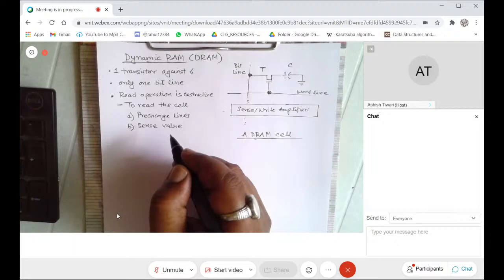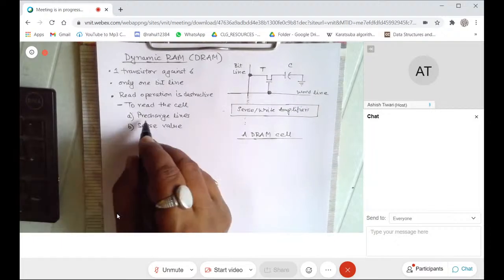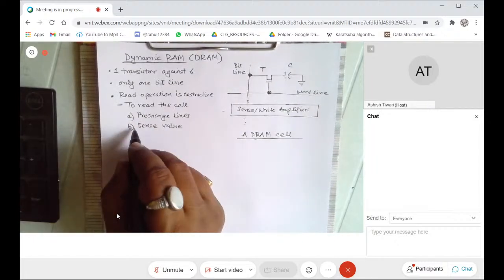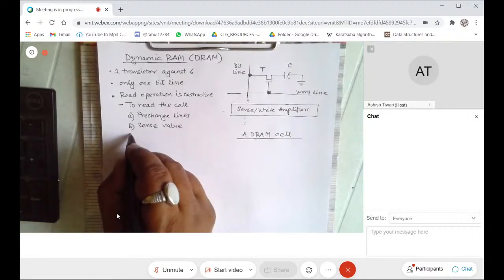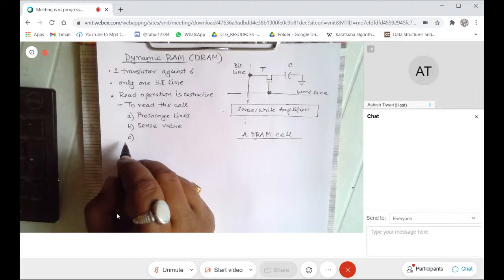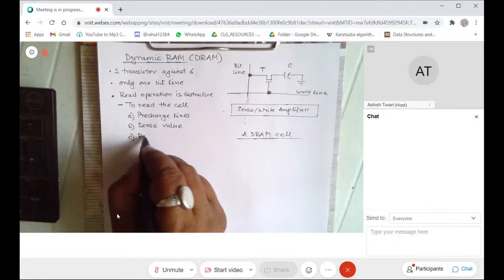So to read the cell, what you do is you first pre-charge the lines, then you sense the value, and then you do an additional step, which is called the refresh step.